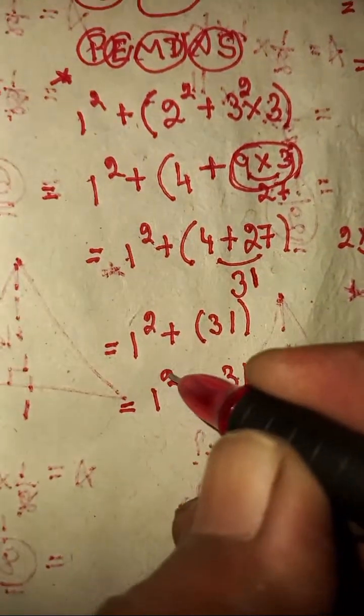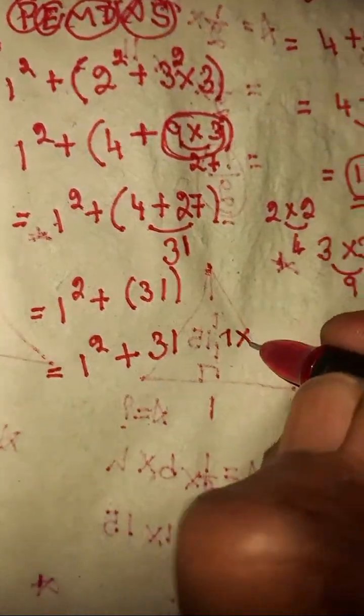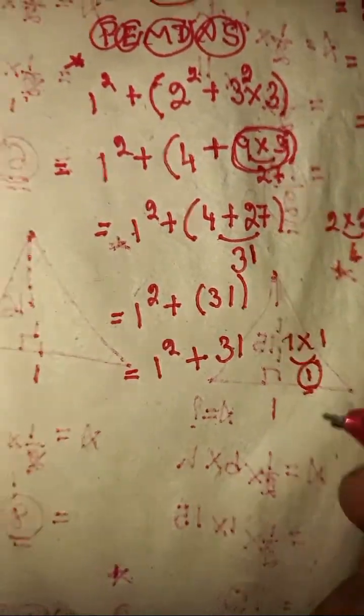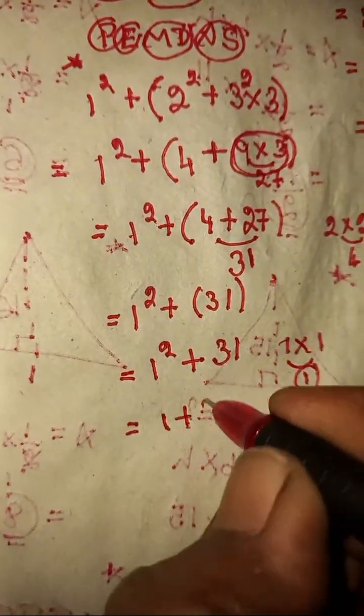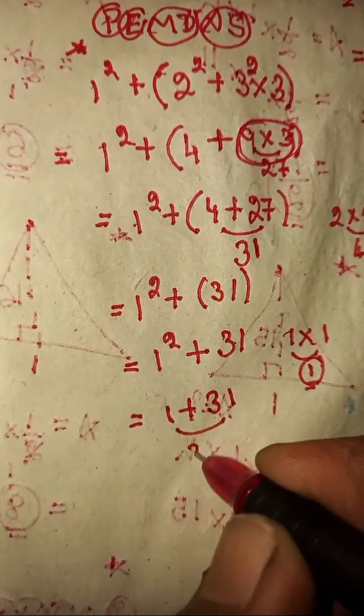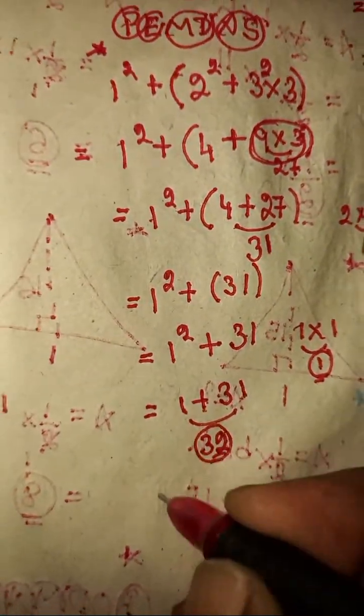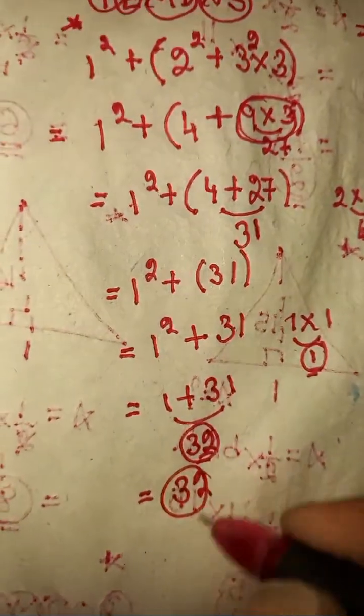Here there is an exponent. You must first clear it out. 1 times 1 remains as 1 itself. So it is 1 plus 31. 1 plus 31 is 32. 32 is the final answer for this.